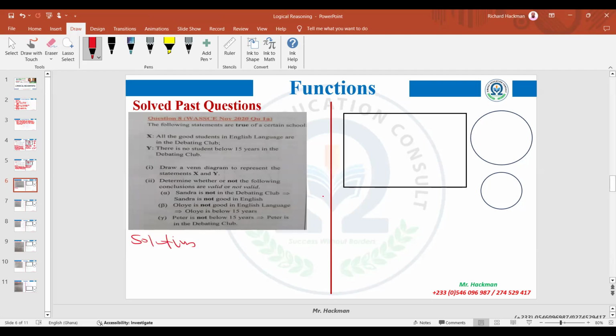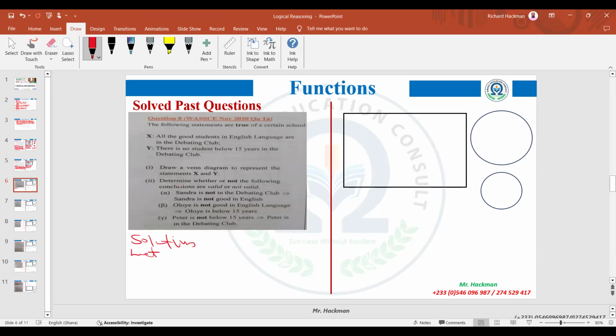Just like Venn diagram questions, it's not always that the first question would be to draw the Venn diagram. We can ignore this and ask you to do this, and you will need to draw the Venn diagram. So you have to always go through, either the Venn diagram or the Euler's diagram. Is that clear?